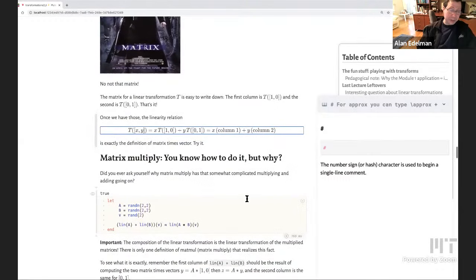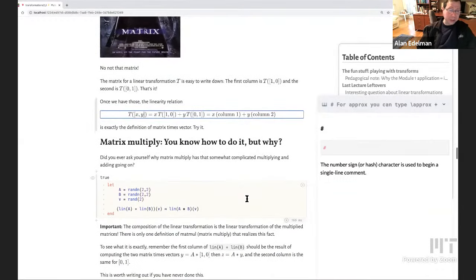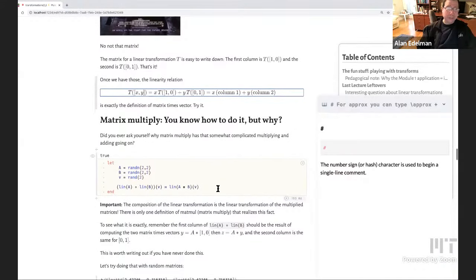Once you know those two columns, you can get T anywhere by just doing linear combinations. All right, I'm going to stop here because I don't want to go beyond 2 o'clock. I probably already used up my microcentury.